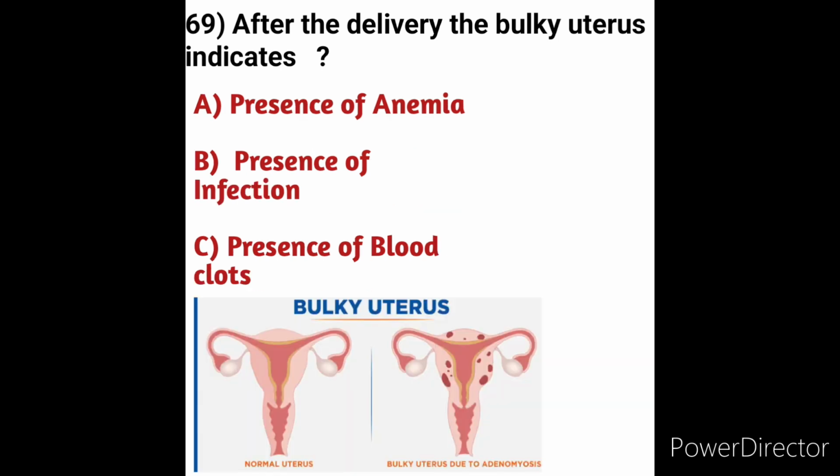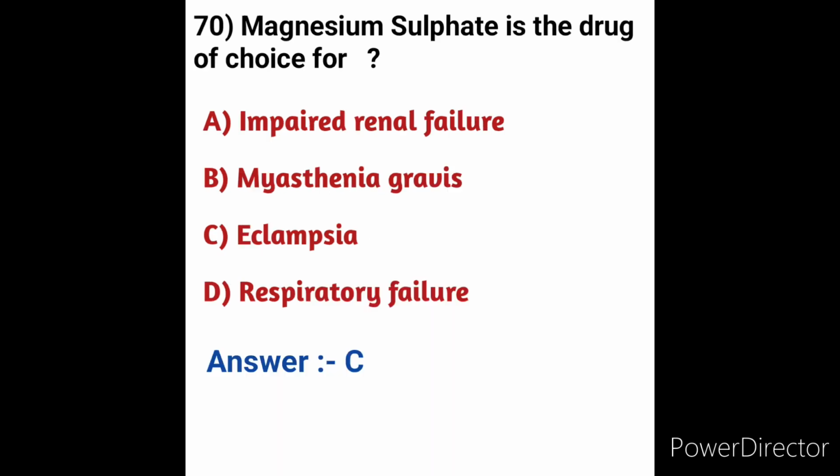Here we can see in this picture the bulky uterus. First, the uterus picture is normal, but the second picture is a bulky uterus. We can see some dots on the uterus. The fibroids are present in the uterus. This is called a bulky uterus. Next, move on to question number 70.